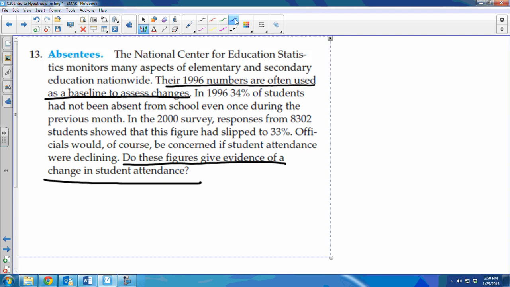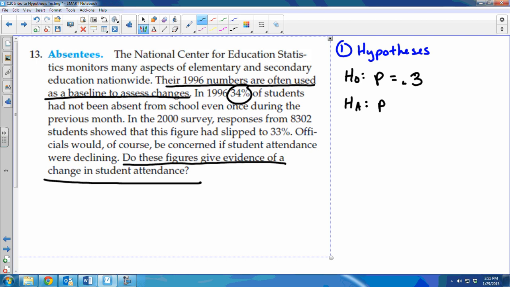So my first step is write hypotheses. I'm going to label the steps. You don't have to label them, but I'm going to label them just to make sure we know what step we're on. You have to have a parameter value here. That means you have to have a P. In future chapters, it won't always be a P. We're talking about a specific statistic here, or a specific parameter. We're not just talking about some willy-nilly number. It is a proportion. So the null hypothesis is that there has been no change. In the question, it says the 1996 numbers were the baseline, and so it tells us that 34% of students had not been absent from school even once during the previous month in 1996. That's our baseline number. So if there was no change, our null hypothesis is P equals 0.34.